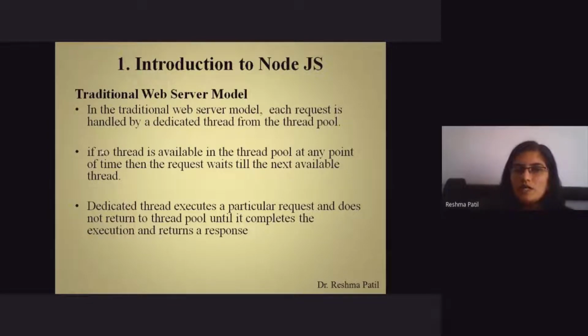So here the blocking concept comes. If a thread is not available, your request is in a waiting state until the next thread is available. Out of those 10 threads, at least one thread will finish its processing. Only after that will the new request be executed. Until that time the request is in a waiting state. That is called blocking.